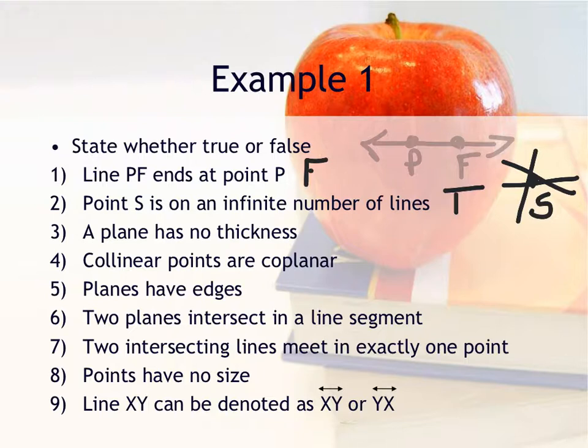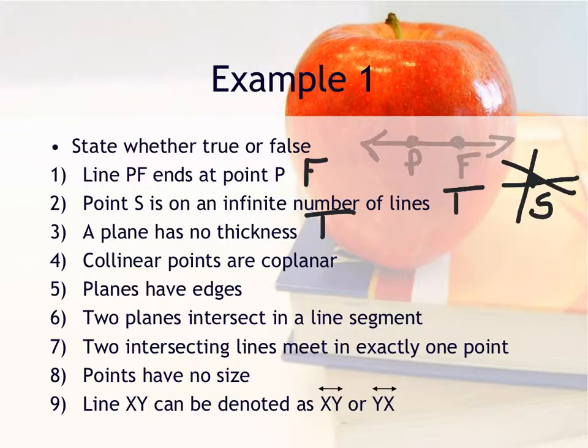A plane has no thickness. True. What does it mean to have no thickness? Like in the book, if I said my iPad is a plane, this has thickness. But what we have to imagine is that this really goes on forever. And it's not really this thin, it could be thinner, there's no thickness to it. So it's not like a big chunk that goes on, there's no depth to it. Okay.